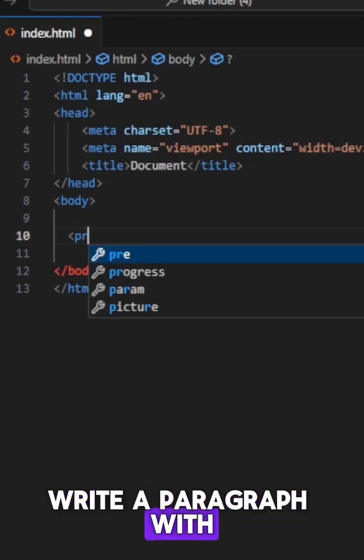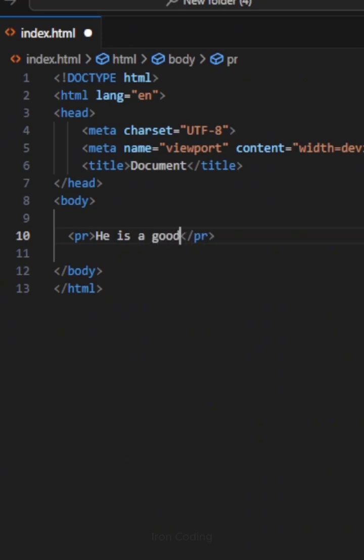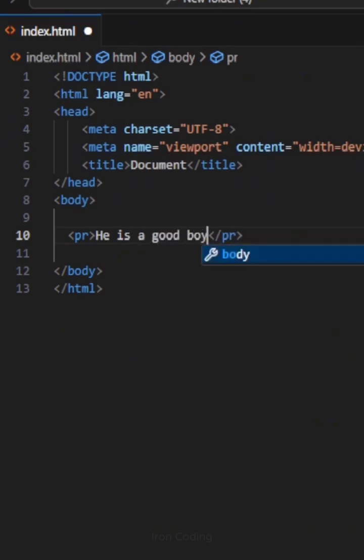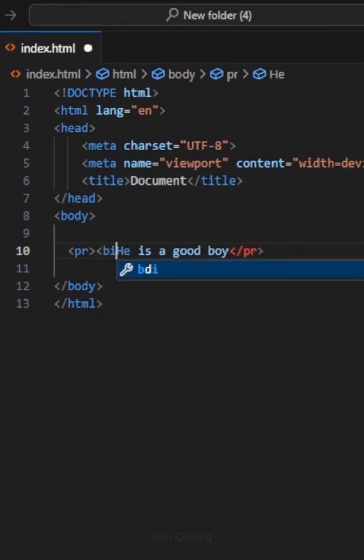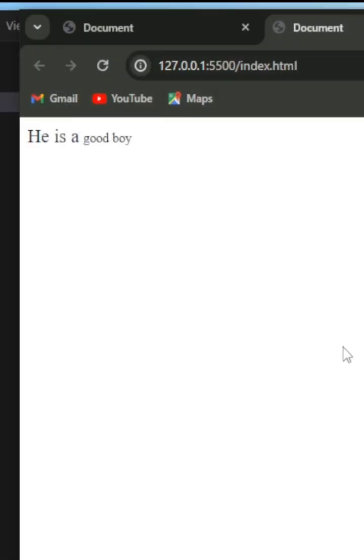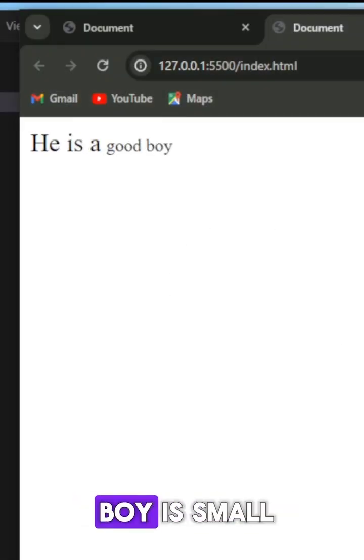Next tags are big tag and small tag. Write a paragraph with paragraph tag. He is a good boy. Now we want "he is a" to be big, and "good boy" to be small. Write "he is a" between big tag, and "good boy" between small tag. See, "he is a" is big, and "good boy" is small.